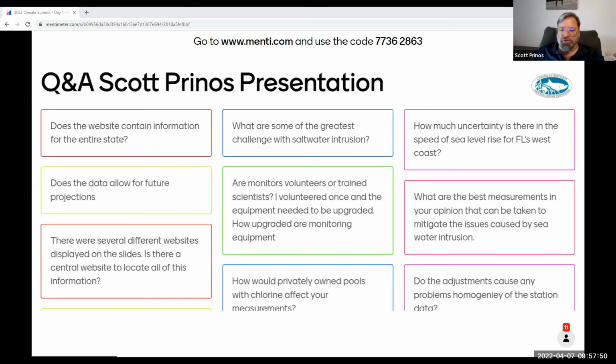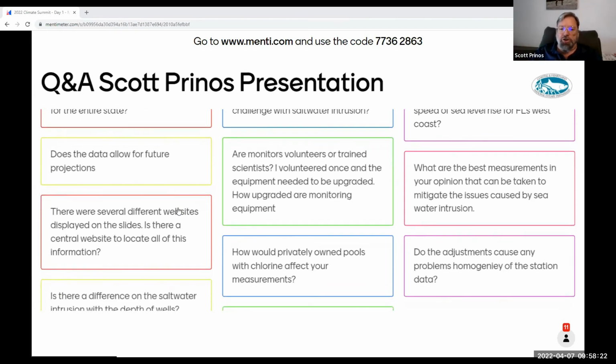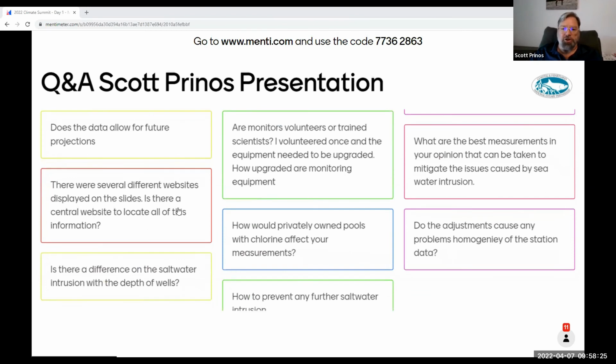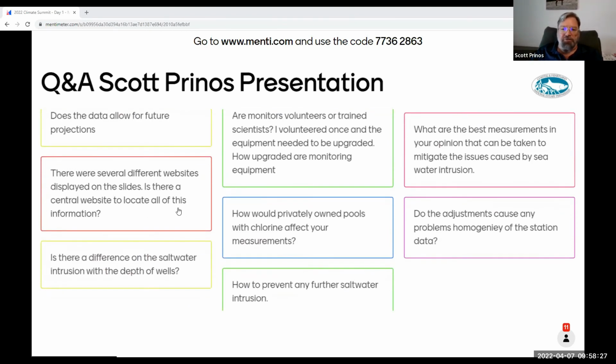What are the best measures, in your opinion, that can be taken to mitigate the issues caused by saltwater intrusion? Well, one of the things that we've seen in the maps is where water reuse has been extensively used. In that location, the saltwater front actually moved back towards the ocean because you weren't withdrawing as much water.